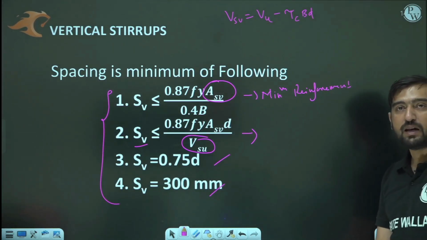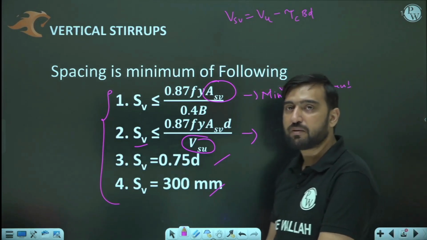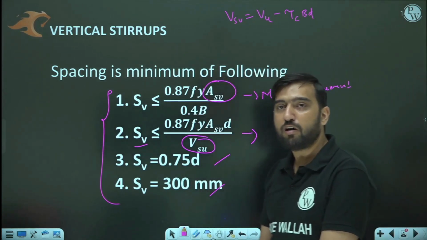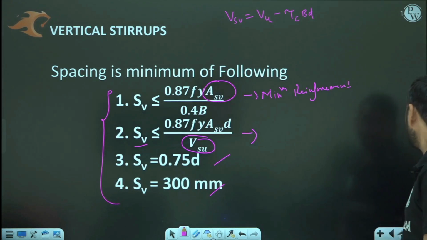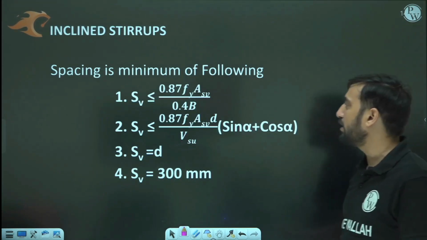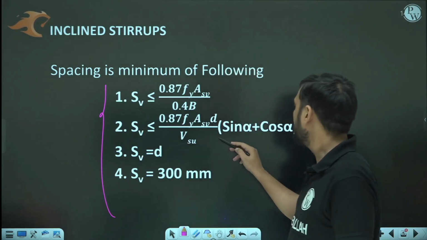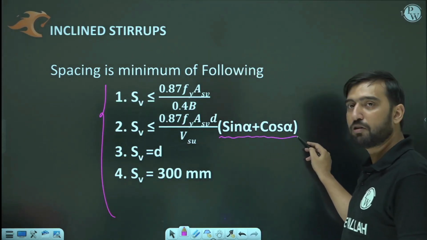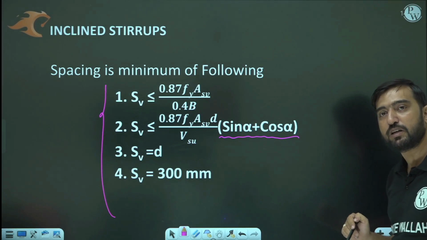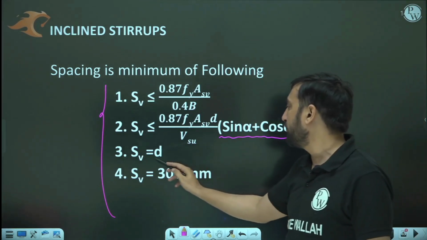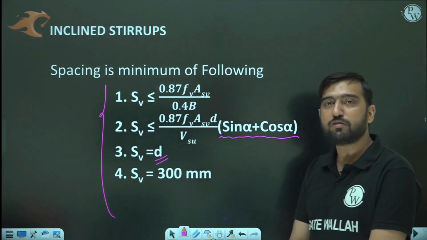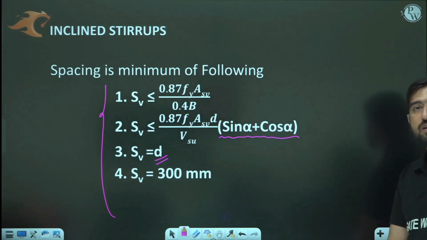My dear friend, like we have here vertical stirrups, similar clauses are also available for inclined stirrups. So you can see in case of inclined stirrups, you can calculate the spacing here. Only this difference is coming here, sin alpha plus cos alpha, where alpha is the angle of inclination of the inclined stirrups, and second difference lies here. Instead of 0.75d, it is d only.